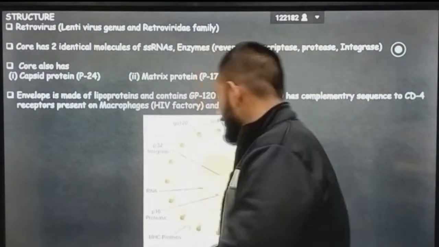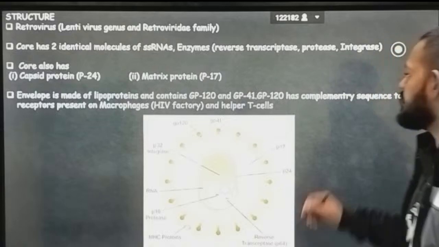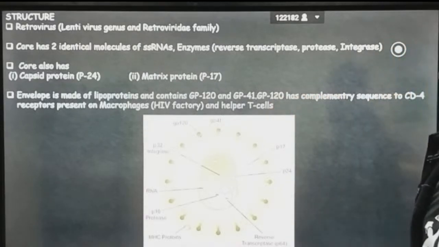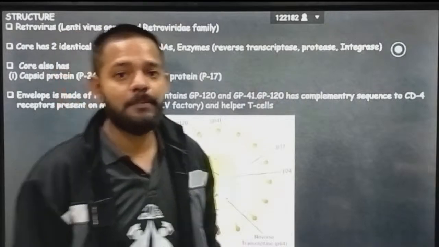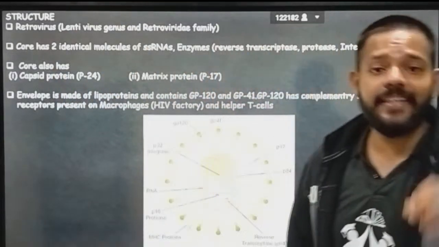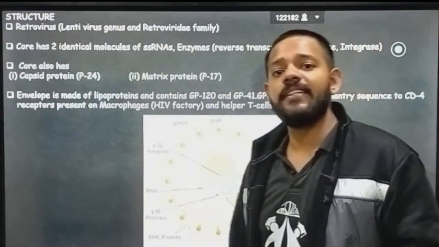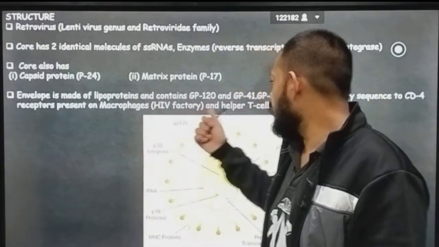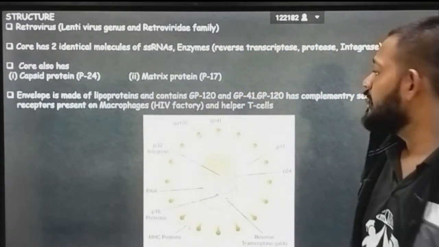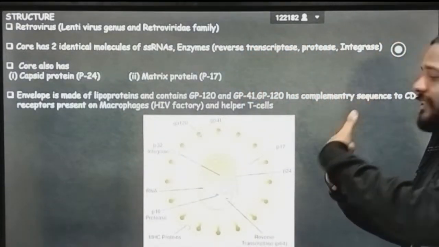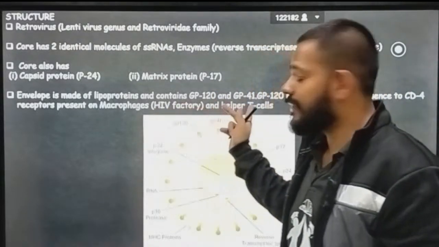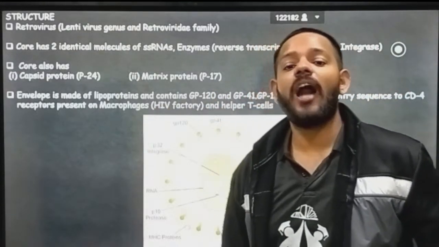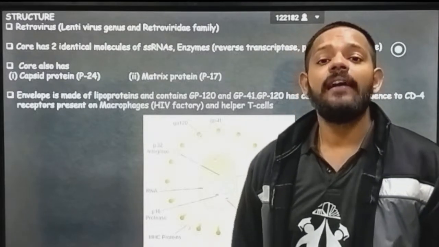That is the thing this HIV virus has, and that thing is your GP120. This GP120, glycoprotein 120, is the key for the lock which is present on the surface of your macrophages and helper T cells. They get bound, due to which they can easily enter inside the helper T cells and macrophages, and they start to infect them, making them an HIV factory.